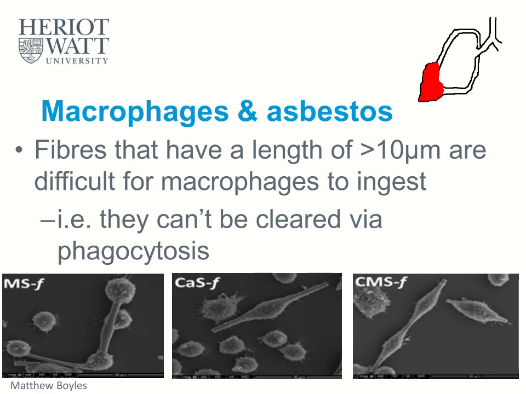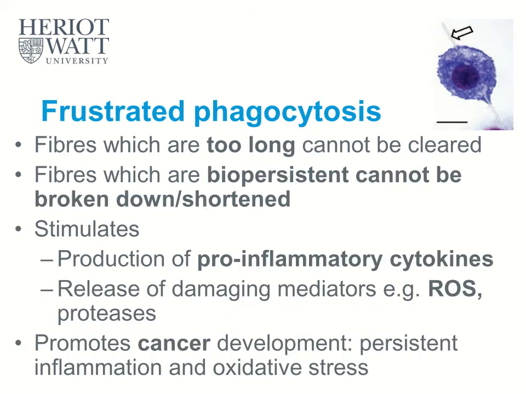So you can see this causes the macrophage some distress. It's wanting to clear them, but it can't. So we call this frustrated phagocytosis. It just means the fibres are too long. They can't be internalised by the cell. And the fibres are biopersistent. So the macrophage will try and release reactive oxygen species and enzymes to break down the fibre to make it shorter, but the fibre can't be broken down. It's made of material that your body can't break down, so then that's stimulating inflammation.